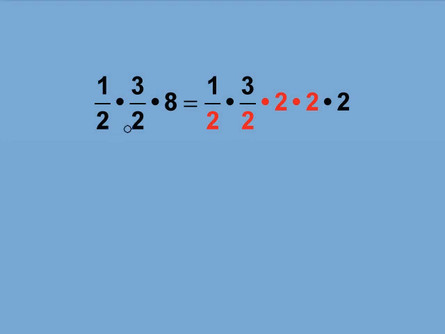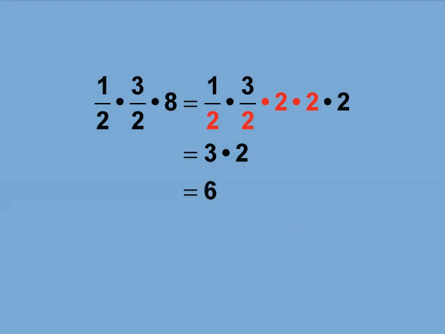Notice the two 2's in the denominators and the 8. Rewrite the 8 as the product of 2's to factor out a pair of 2's. This leaves 3 times 2, which is 6.